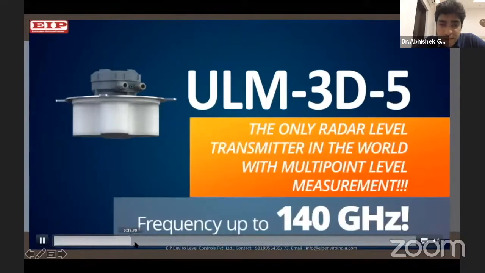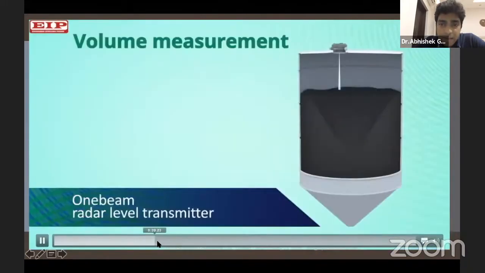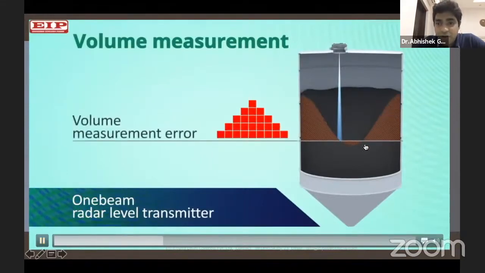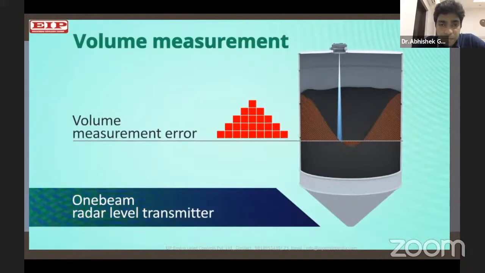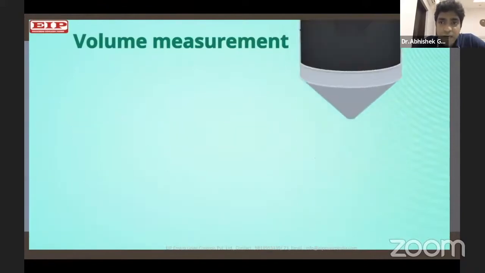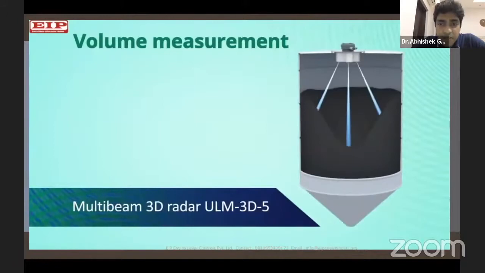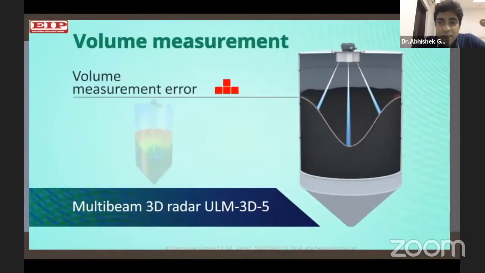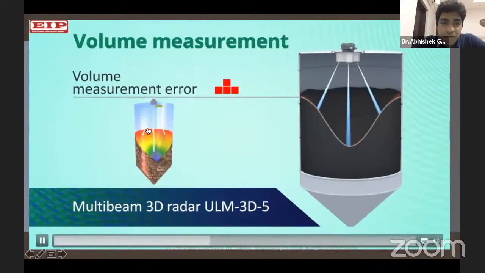So as I said, this is at 140 gigahertz, and you see this is a single beam measurement. You can see the kind of error you may be having because of a rat hole that is formed, something like this. Now, if you have a 3D radar level transmitter installed in the same silo, you will have a profile which is real time in nature, and you can see on the left side the profile is generated just like what is shown on the silo.